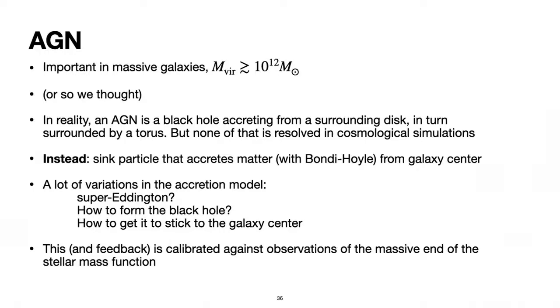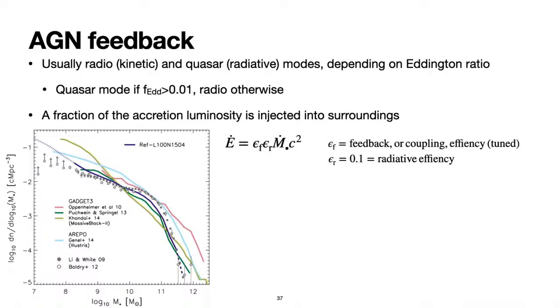There is quite a bit of variation in the details of how you accrete onto these black holes or AGN or black hole particles, and also in how you do the AGN feedback. There is usually a radio mode and a quasar mode. But the variations in this are all over the place, and these are always calibrated to get you the right suppression of star formation at high galaxy masses.